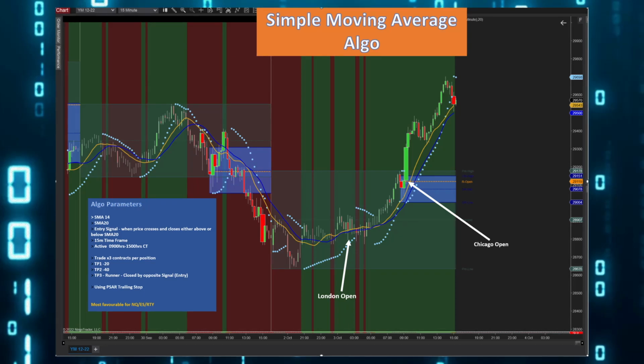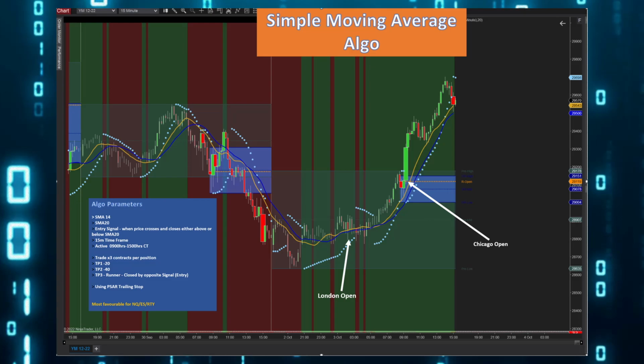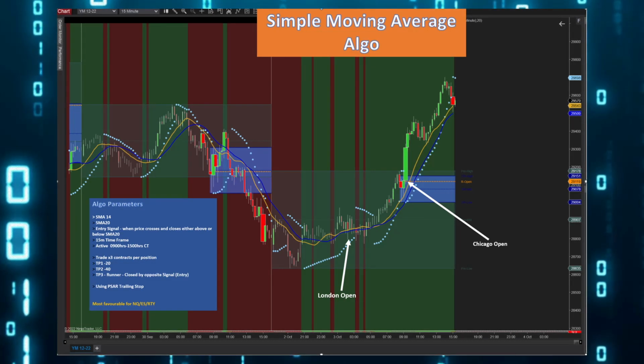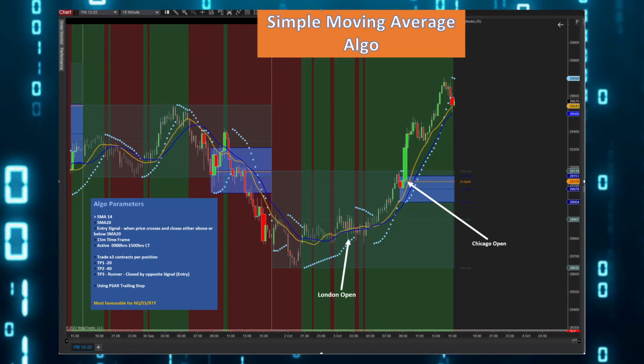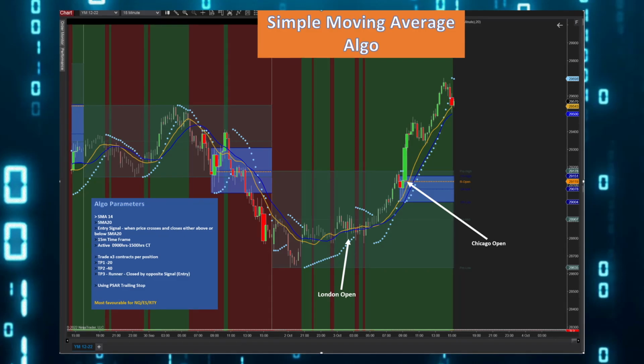For this demonstration, I've chosen to go with the 20 period simple moving average. On the chart, I also have a 14 period SMA. This is simply to guide my eye when I look at the chart. The 14 SMA gives me an early heads up on price direction, but it is not part of this algo.